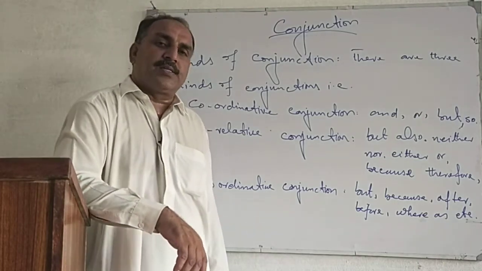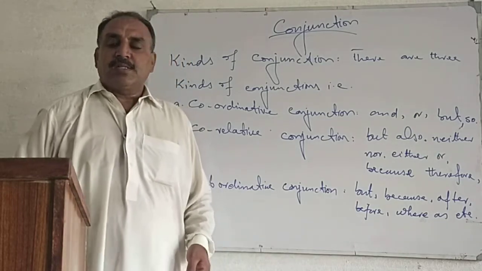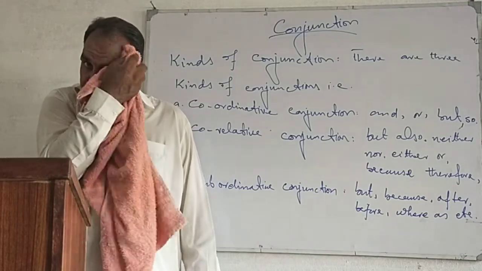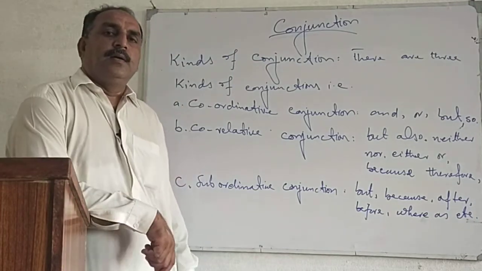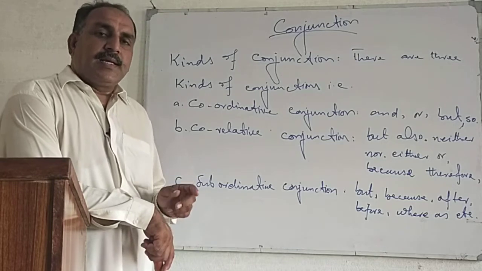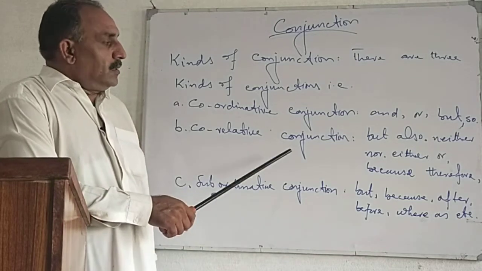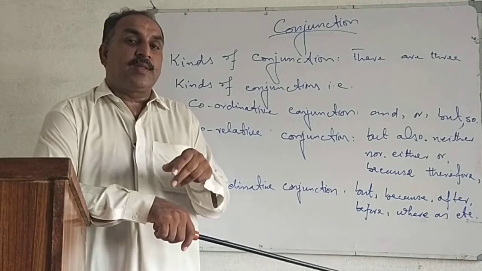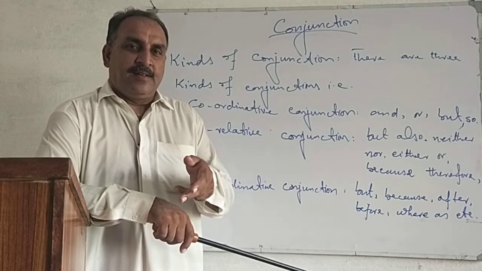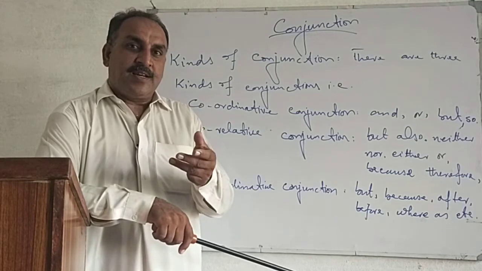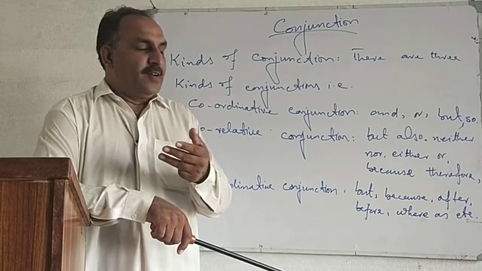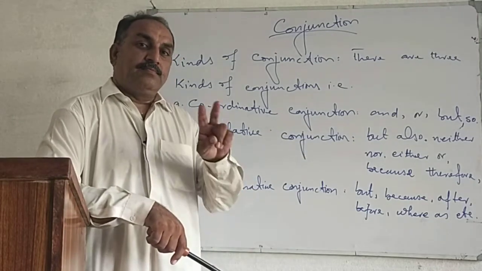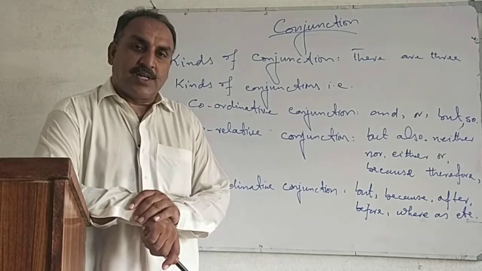Then we have correlative conjunctions. What are correlative conjunctions? Correlative conjunctions are the conjunctions that correlate one clause with the other clause, one phrase with the other phrase. For example, but also. But also is a correlative conjunction.